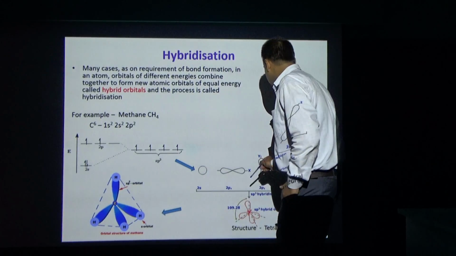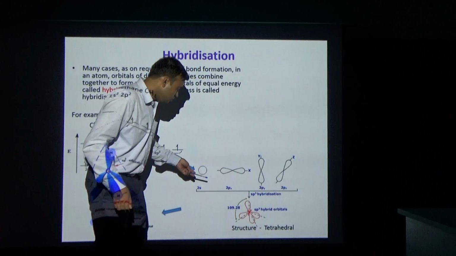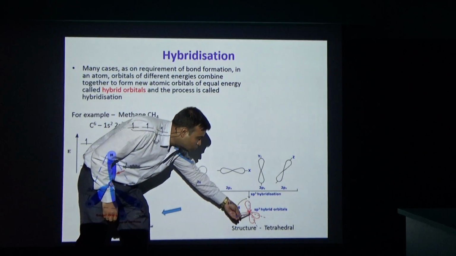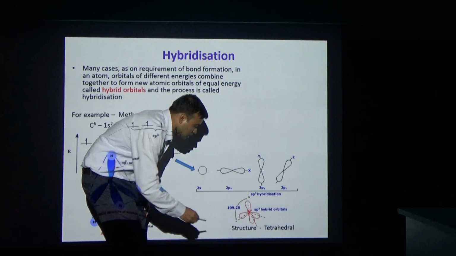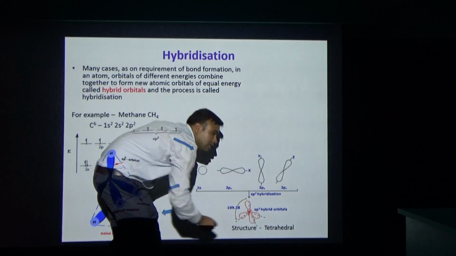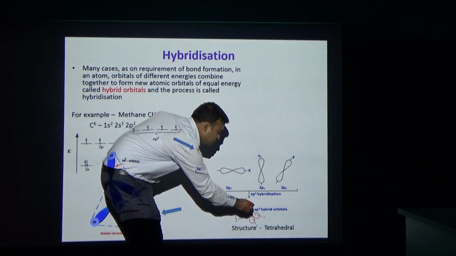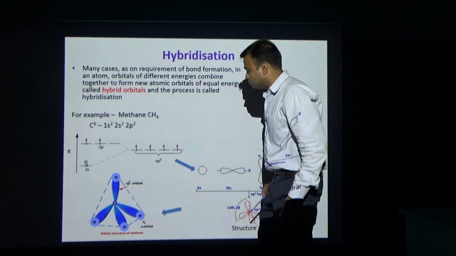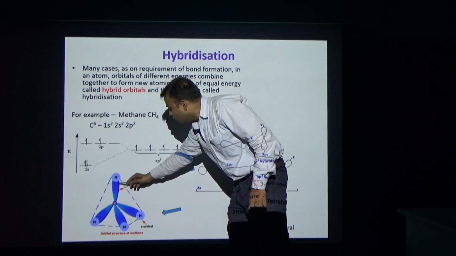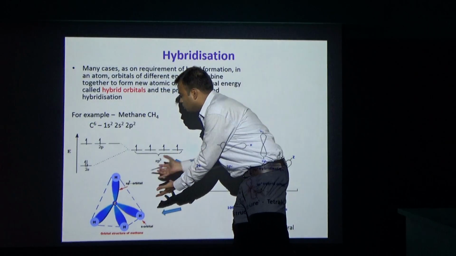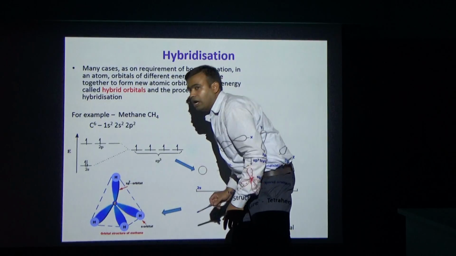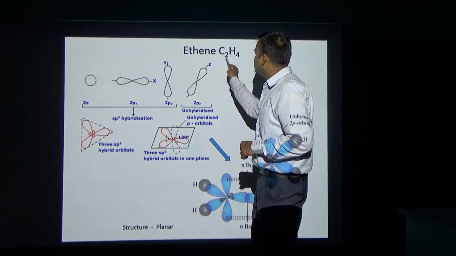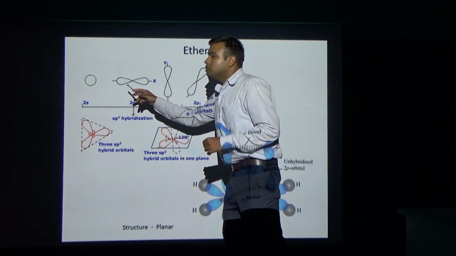If you see in the picture, here this is the s orbital and 3 p orbitals. They combine to form 4 sp3 hybrid orbitals, and they will arrange in a tetrahedral manner. These orbitals combine with the 1s orbitals of the hydrogen atoms, and now the structure of the molecule looks like this. The structure is tetrahedral.